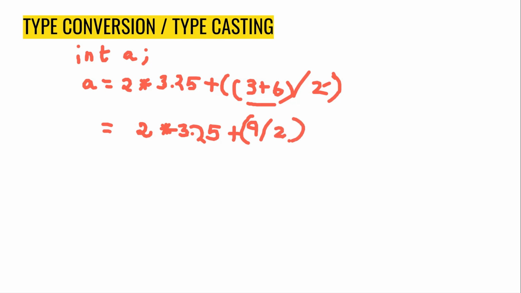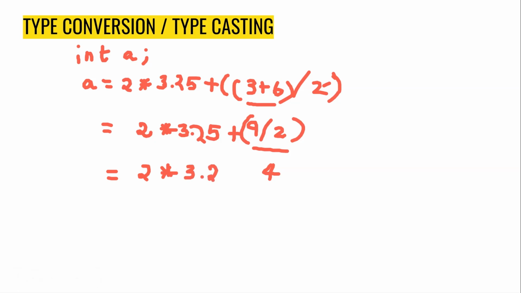So 9 by 2: 9 is an integer, 2 is also an integer. So the quotient will also be in integer mode. It will not consider the decimal data, it will take only the integer value, which is 4. So you will get 2 into 3.25 plus 4.